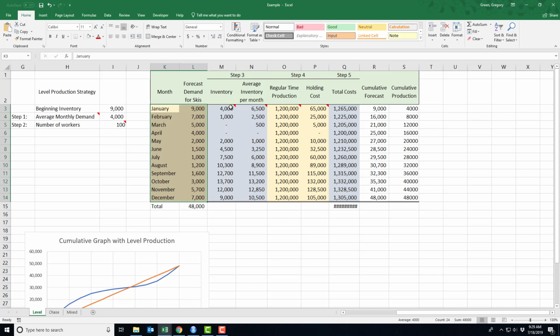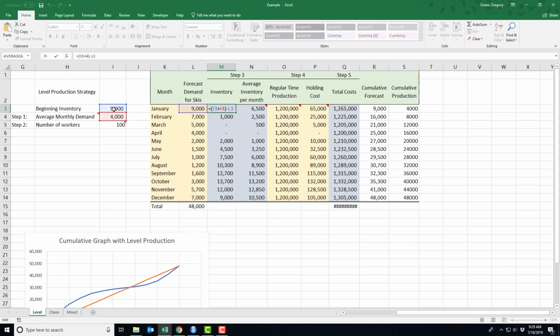However, this next step, step 3, this construction of inventory, how do I get a number for inventory? Well, I need to know what the inventory was at the beginning of the month. I add to that the production level for that month, and then I subtract the sales. So I have 9,000 plus 4,000 gives me 13,000, minus 9,000 should bring me back to 4,000. And now the inventory from the prior month is just 4,000.